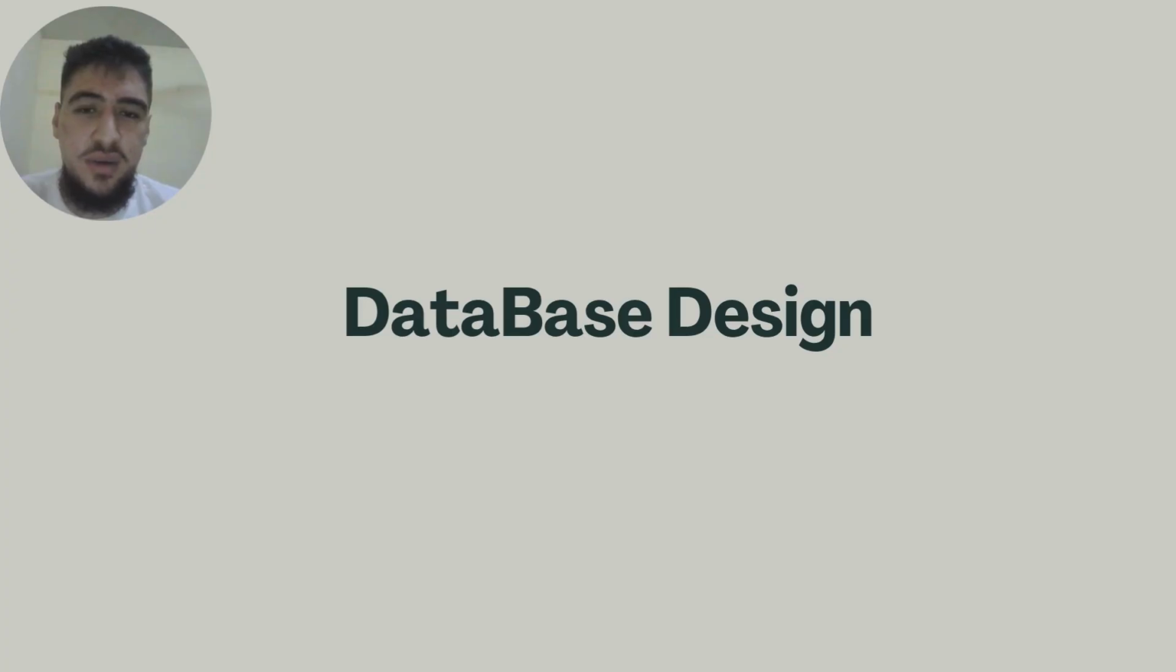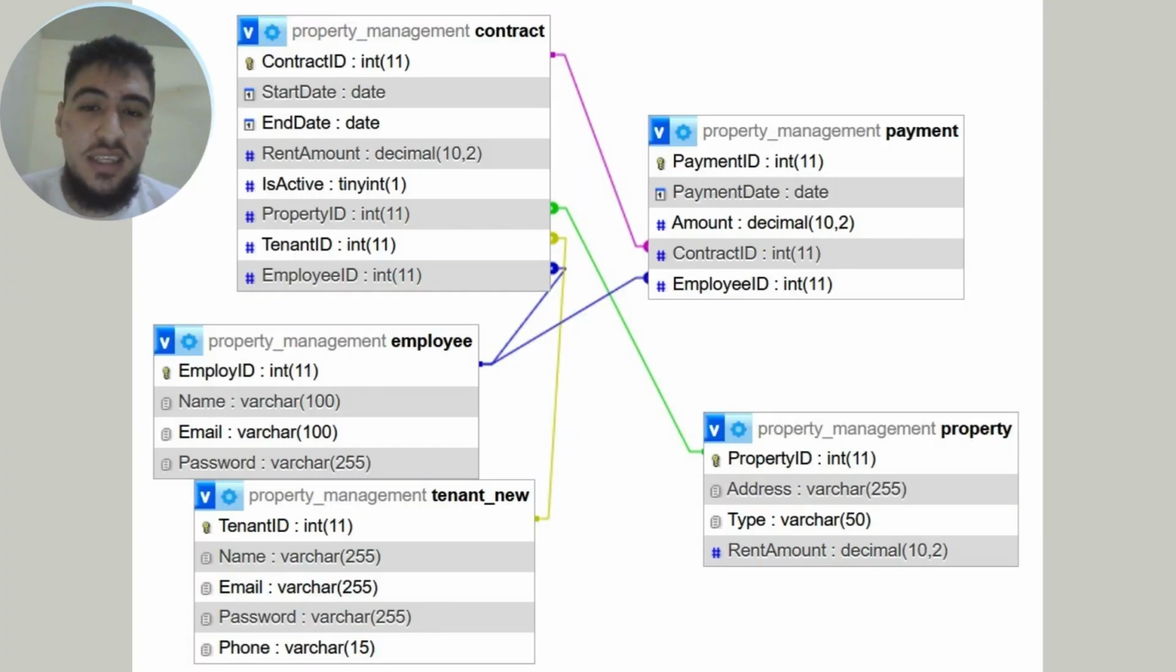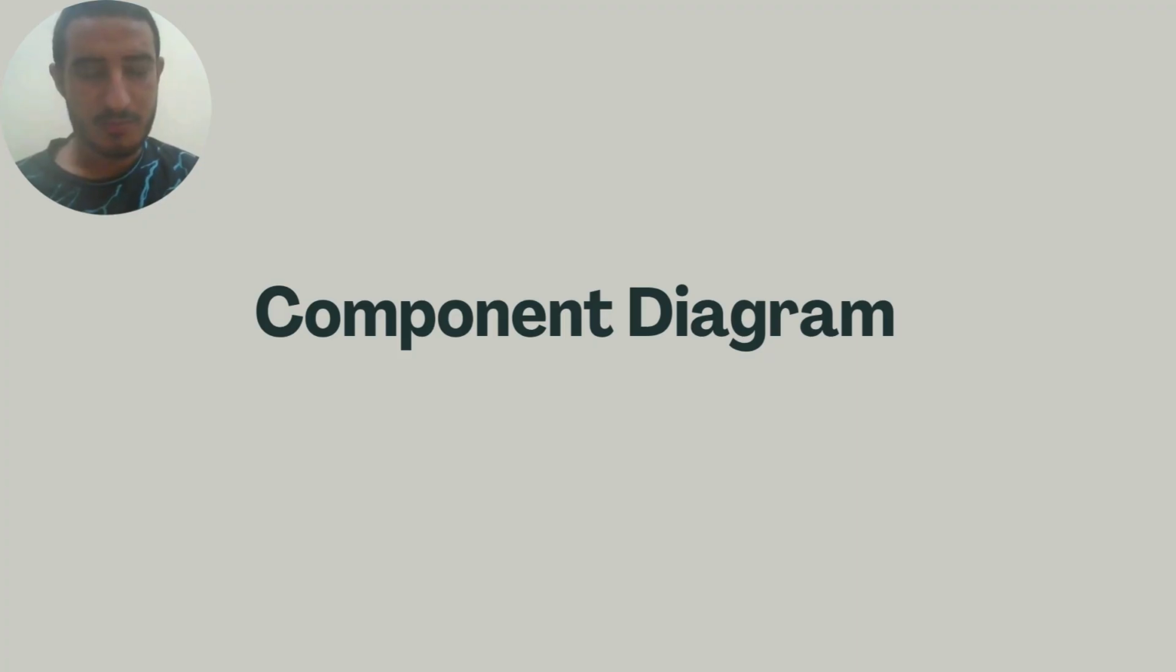Let's continue with our database design, the ERD design. As you can see, we have five tables: contract, payment, property, tenant, and employee. Each of them has its own relationships. Tenant has a relationship with contract using tenant ID, and employee has a relationship with contract and payment using employee ID. Contract has a relationship with payment using contract ID, and finally we have a relationship between contract and property using property ID.